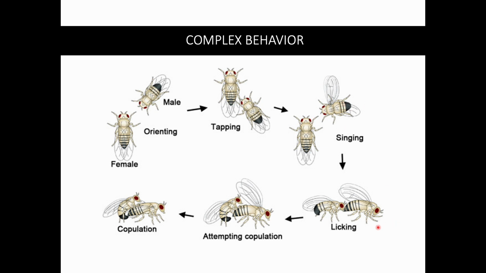What songs? I don't know. I don't speak the language of bees. Licking and then attempting copulation. And if the singing was good, then copulation will be successful. That is what we are calling a complex behavior.